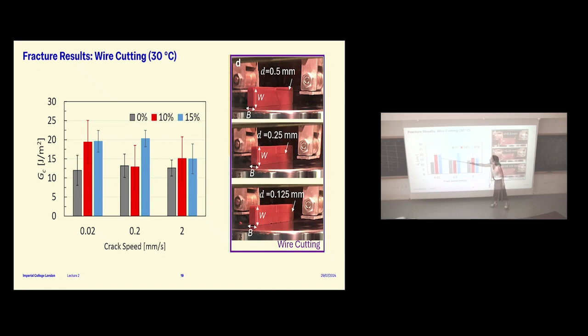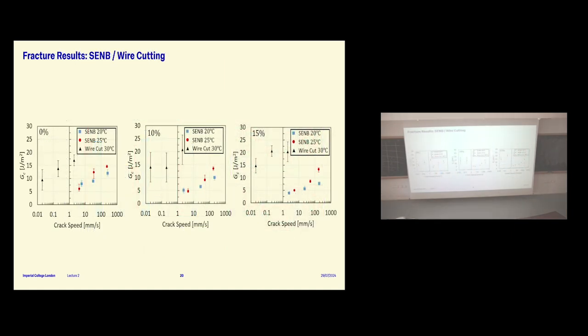Perhaps for the blue one, which is the highest porosity, there is an increase, but the error bars are very large here. But if there is an increase, that could tally with what we said about viscosity, that it also increases with porosity at 37 degrees. And this is how you put the data together. So now we have the same axis, which is crack speed. And the blue and the red are the SENB tests. The 3 graphs are for different porosities. And then the triangles here are from the wire cutting.